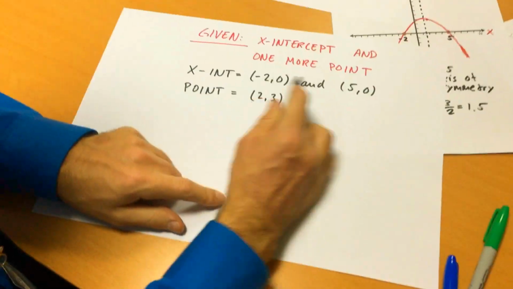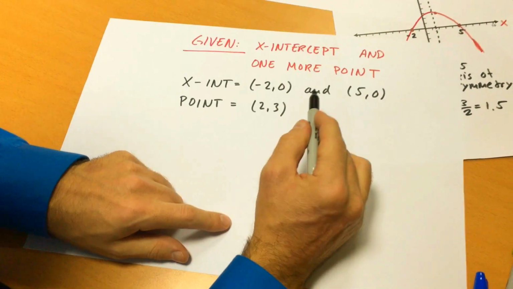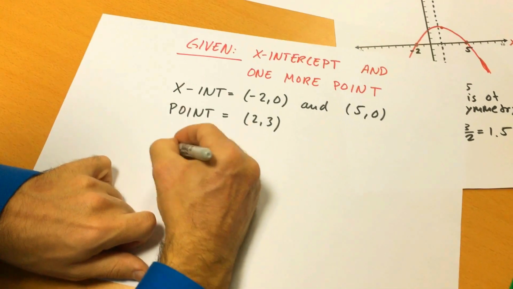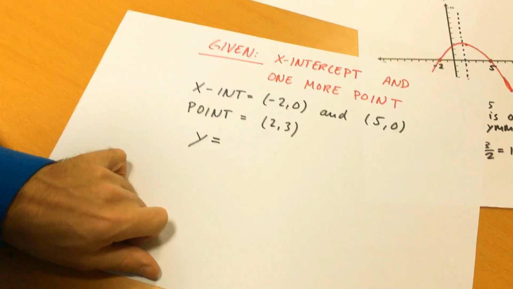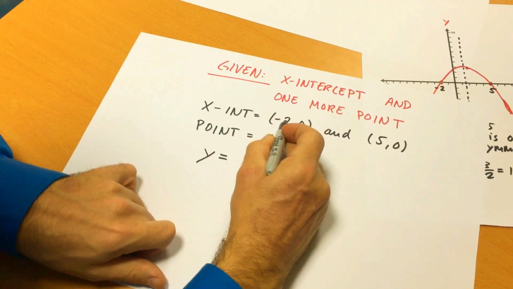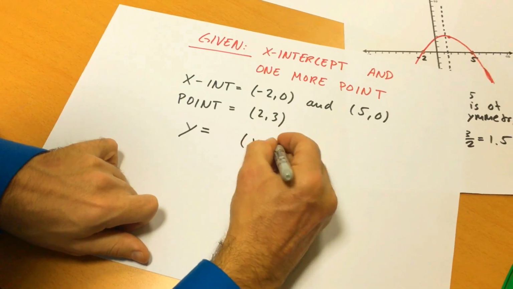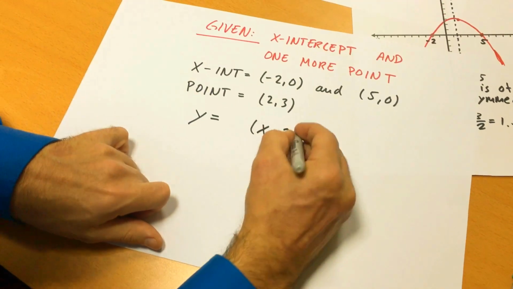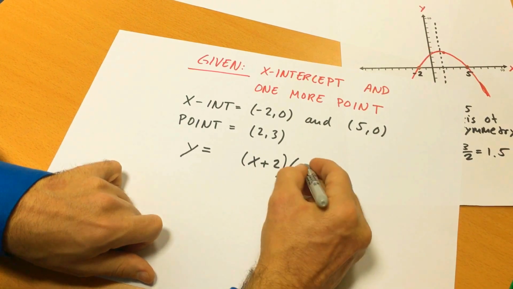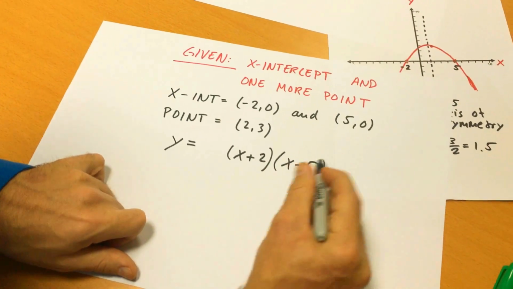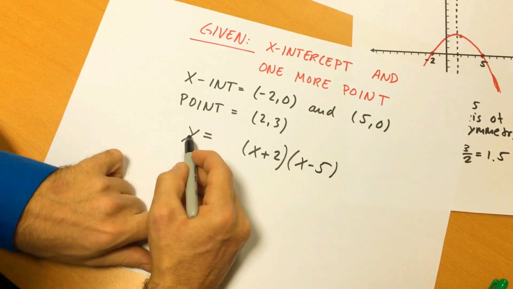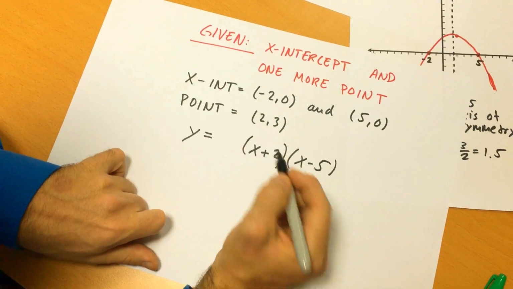Because I have x-intercepts in these two points, I'm going to use the null factor law backwards. I know that the quadratic function y is going to have to be something where negative 2 gives me a 0. So I need x plus 2, because negative 2 plus 2 is 0. I am also going to need another factor where 5 gives me 0. So I need x minus 5. Why? Because 5 minus 5 is 0. So I would get a 0 here, which would give me a 0 here in y. So this is the null factor law backwards.